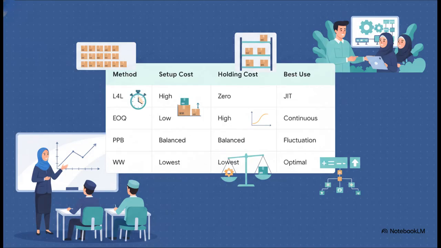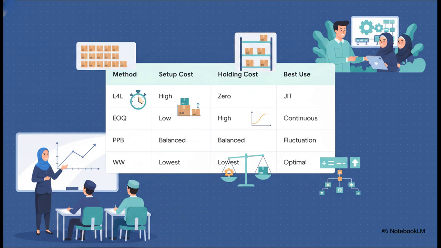Okay, so we know what we need and when we need it, but now we have to decide exactly how much to order at one single time. That's lot sizing. If we use a lot-for-lot approach, we just order exactly what our net requirement is for that specific period. This is awesome because it basically eliminates holding costs, but your setup costs are going to spike because you're constantly placing orders. It's perfect for a just-in-time environment, though.